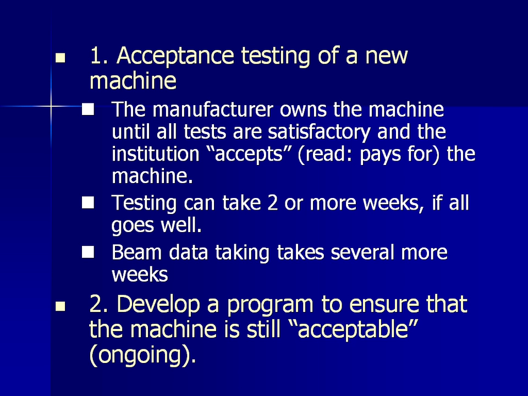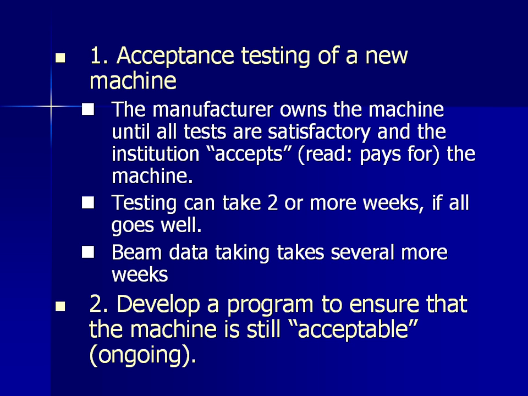So the general idea is, well, this is for a linear accelerator, but it can go with any types of pieces of equipment or processes or other technology we bring in. Essentially what we do is a new machine comes in and we do an acceptance testing. The manufacturer actually owns the machine until it's installed and all the tests are satisfactory, and then the institution accepts the machine.